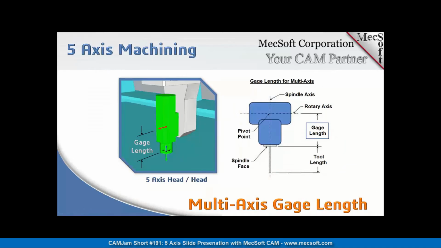Now, this slide is actually relatively important, and Joe's going to go over a little bit more detail in an actual part. But on a 5-axis machine, you need to pay attention to what the gauge length is on your 5-axis head. And if you look at the illustration there on the right, you'll see that the gauge length is measured from the face of the spindle to the rotary axis on the head. So that's the gauge length that you may need to enter in your CAM file in order to get your 5-axis machine tool setup running correctly.